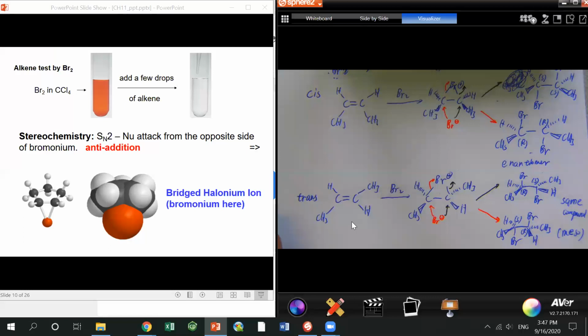So you will see some questions asking you to draw the product, and asking what the relationship is between these two products: a pair of enantiomers, or a pair of diastereomers, or just the same compound.